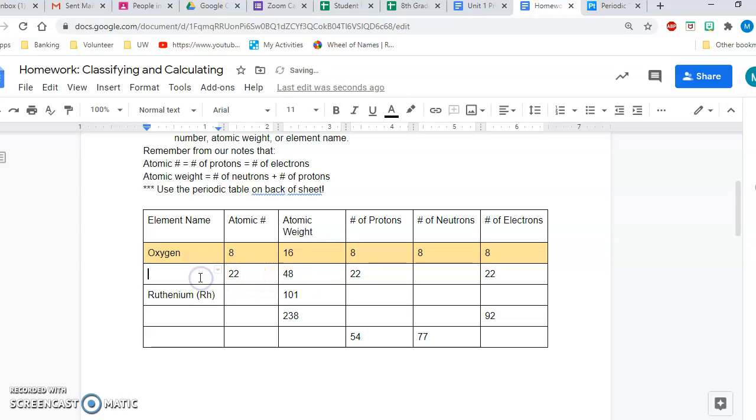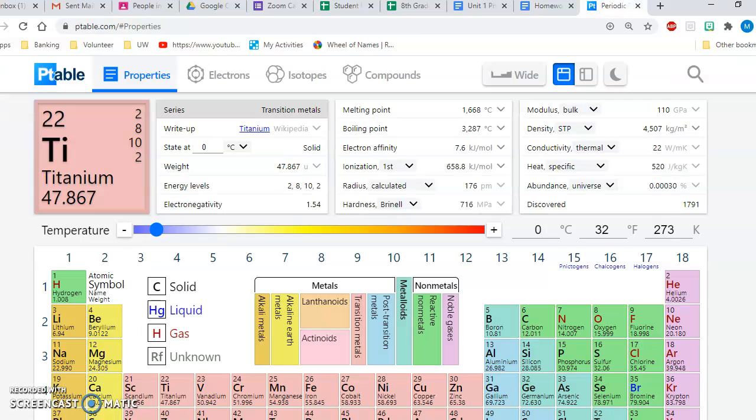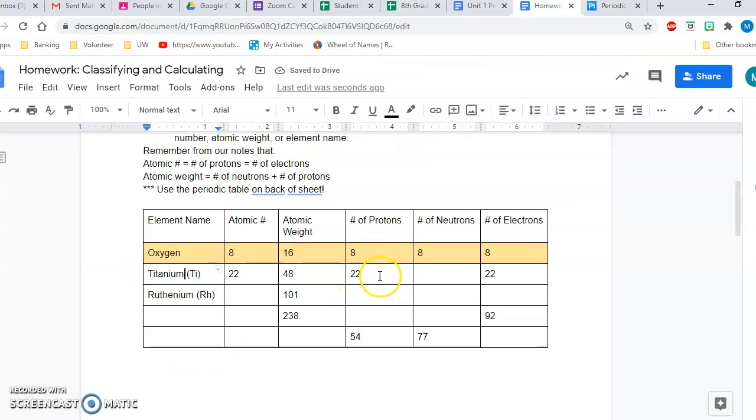We have titanium. I think it was Ti. And we always got to make sure we're spelling things right, which I struggle with, but yep, titanium is Ti. And then our number of neutrons is going to be 48 minus 22, which is also known as 26, I believe, if I'm doing math in my head correctly. So that's how we do a basic one.